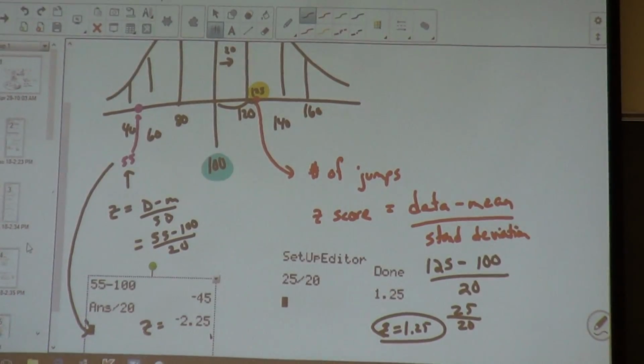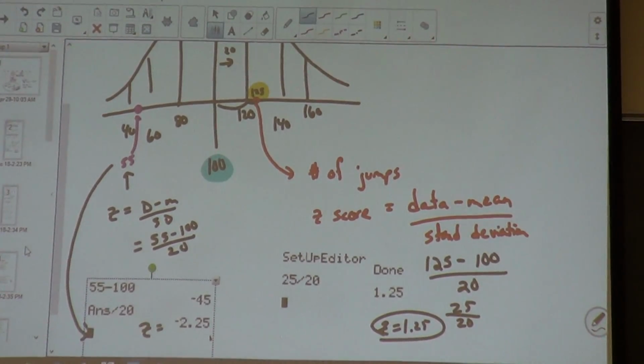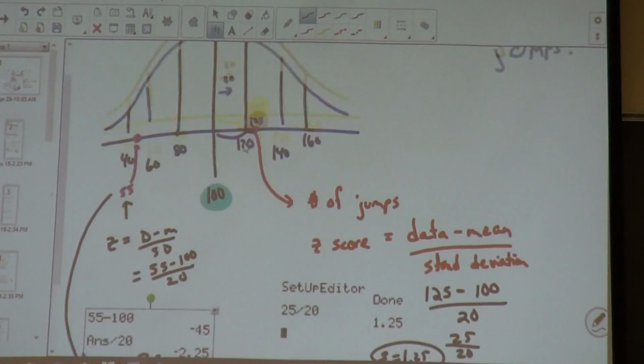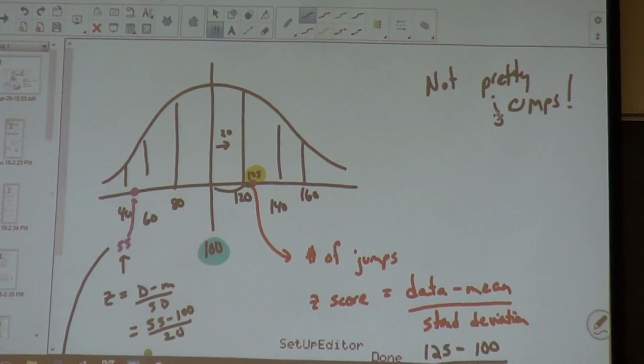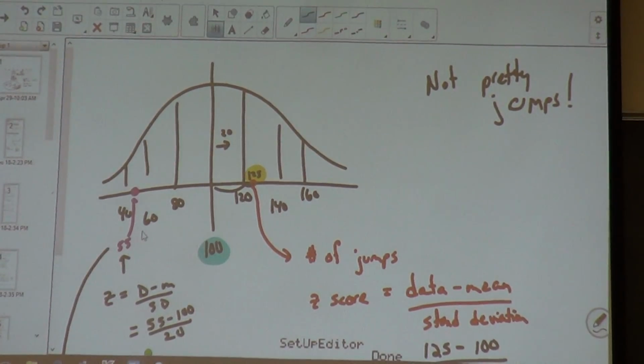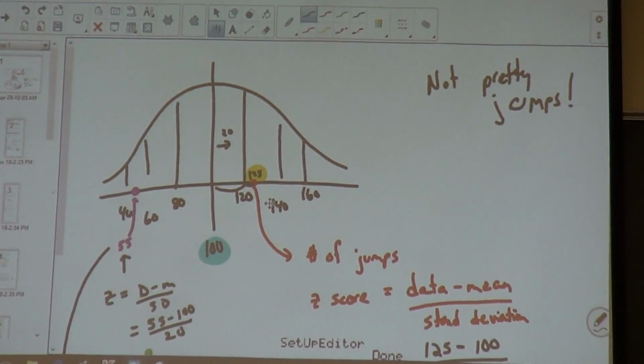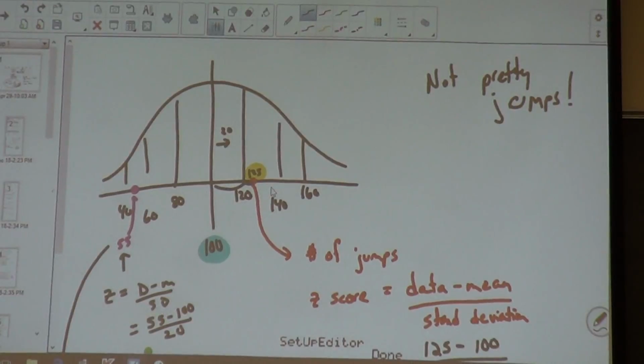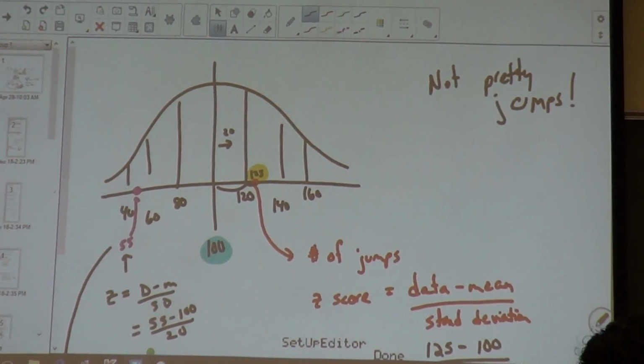Y'all with me? So next time, we are going to be talking more about ugly jumps. And we're going to be doing more of the 68, 95, 99.7, but we're going to be doing it in our calculator because it's going to get a lot uglier with the ugly jumps. We will finish up chapter 5 next time.